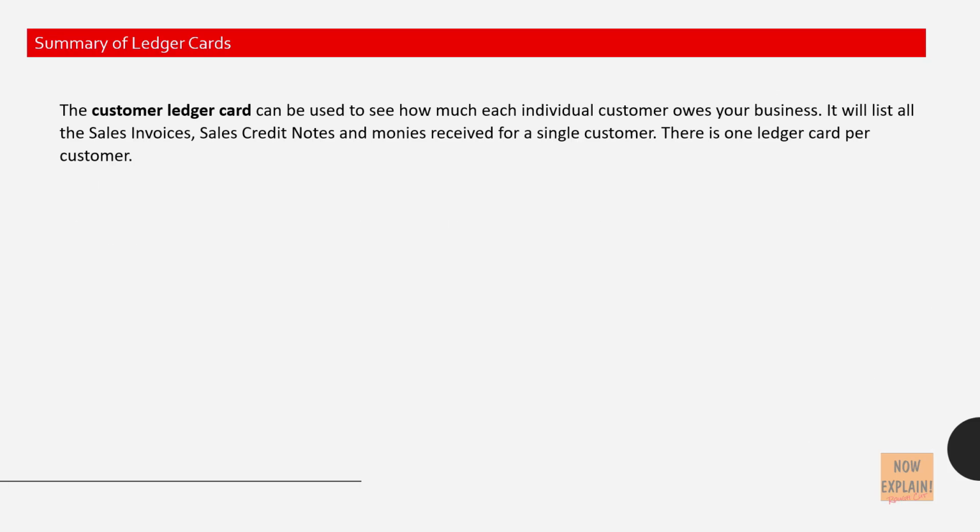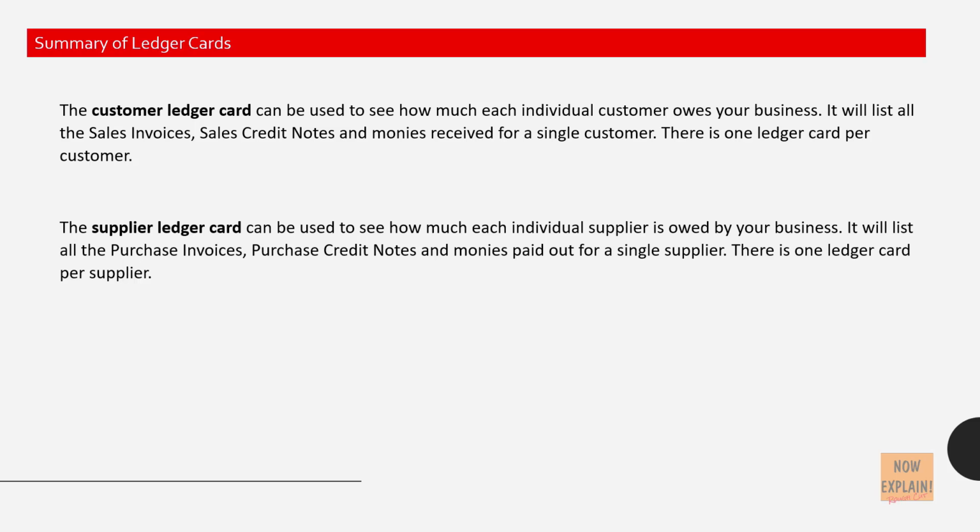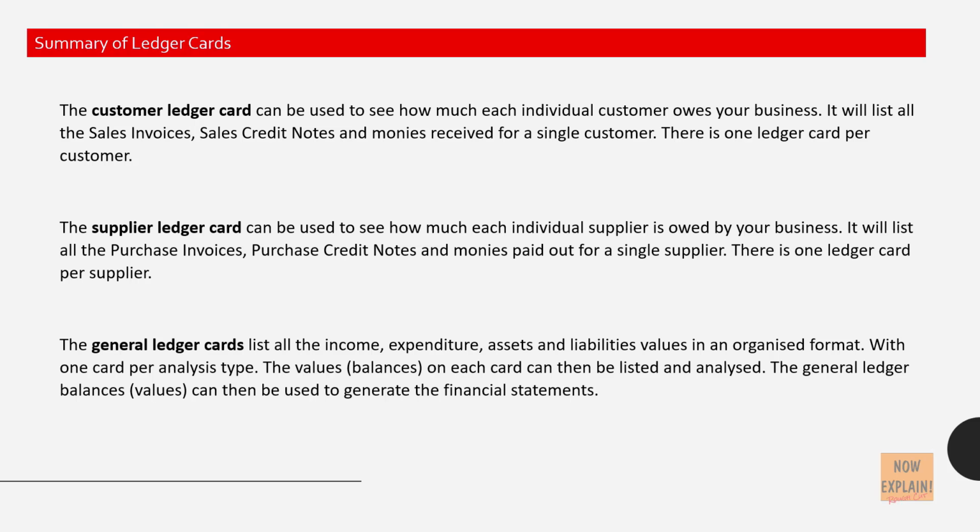Summary of ledger cards. The customer ledger card can be used to see how much each individual customer owes your business. It will list all the sales invoices, sales credit notes, and monies received for a single customer. There is one ledger card per customer. The supplier ledger card can be used to see how much each individual supplier is owed by your business. It will list all the purchase invoices, purchase credit notes, and monies paid out for a single supplier. There is one ledger card per supplier.